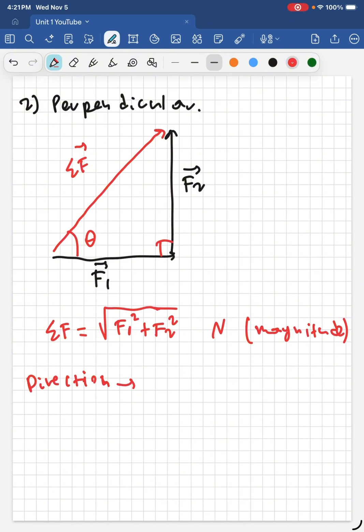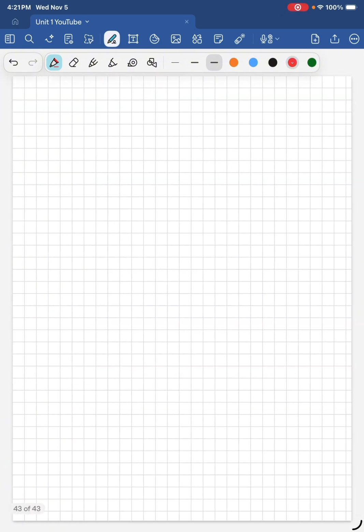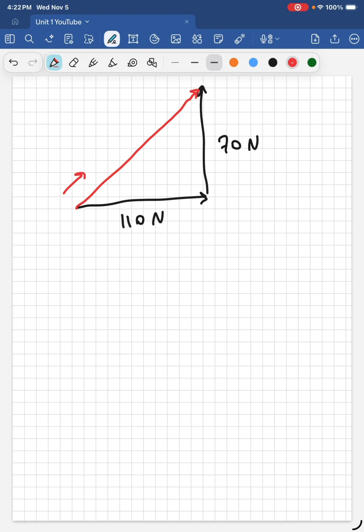And how about the direction? The direction we can find by finding the tangent of theta, which is simply the magnitude of F2 divided by the magnitude of F1, okay? And as a simple example, let's say that I have a force 110 newtons to the right and 70 newtons up, okay? So the direction is immediately this one. So that's the direction. It points, what is it? Northeast, right? Yes.